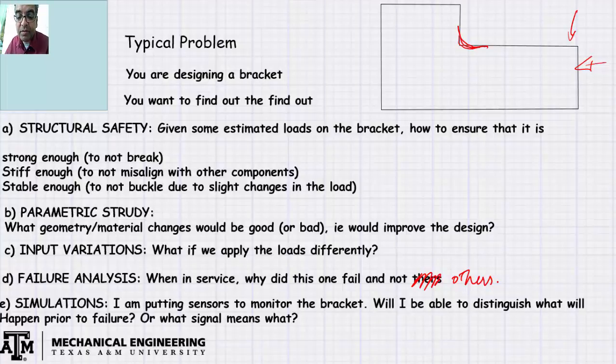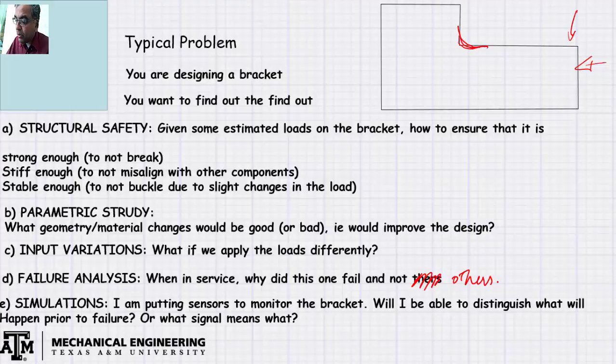And the last item is simulations. I am going to put sensors to monitor this bracket. Will I be able to distinguish what will happen prior to failure? So before I mount the sensors and all of this stuff, I want to test and see whether it's a good place to put the sensors and what signal from the sensors means what. I may get signals, but the question is what signals mean what. So these are the 5 things that we want to do to help a designer.